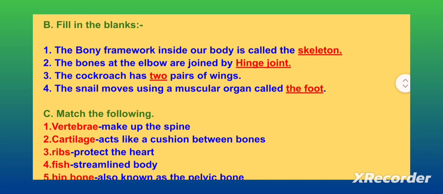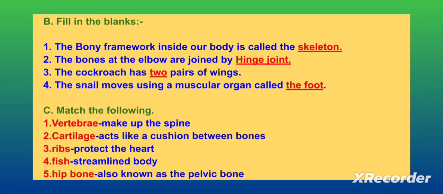Fill in the blanks. The bony framework inside our body is called the skeleton. The bones at the elbow are joined by hinge joint. The cockroach has two pairs of wings. The snail moves using a muscular organ called the foot.